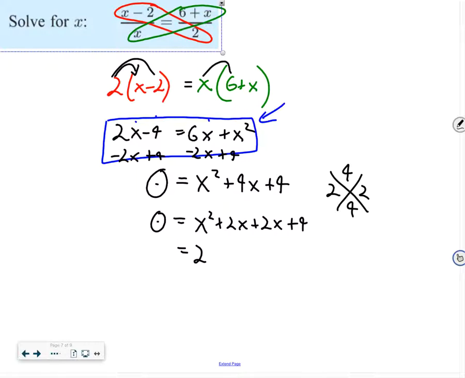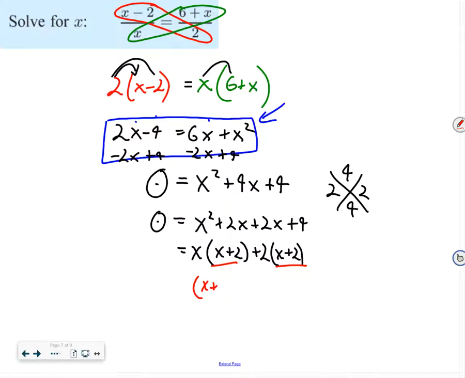Factor out a... Oh, the 2 is not in common, only an x, so I factor out an x. I'm left with x plus 2. Factor out a 2, and here I'm left with an x plus 2. And again, I know I've done it correctly because these two are the same, and I get x plus 2 times the quantity of x plus 2. This is all equal to 0.